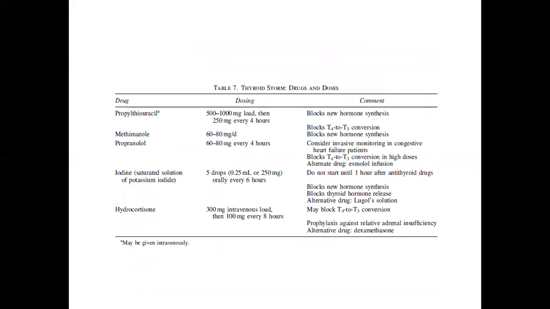So, thyroid storm drugs and doses. Different medications are given, including propylthiouracil, which is given at a loading dose of 500 to 1000 milligrams, then 250 mg every 4 hours. It helps in the blockade of new hormone synthesis. Also, it blocks T4 to T3 conversion. Likewise, methimazole can be used in these patients in a high dose, that is 60 to 80 mg per day, and it helps in the blockade of new hormone synthesis.